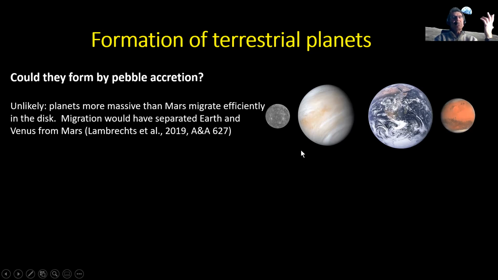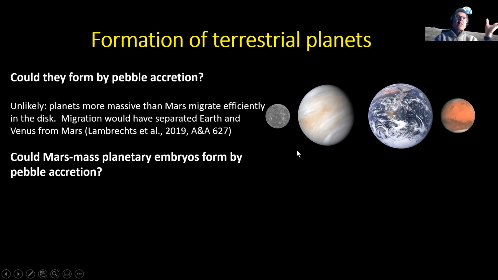So maybe then one could think, okay, it's not the terrestrial planets that grew by pebble accretion, but only intermediate objects that we can call planetary embryos that grew up to the mass of Mars by pebble accretion. From the point of view of cosmochemistry chronology, this would work, because we've seen that Mars grows on a time scale comparable to the disk lifetime, 4 or 5 million years.